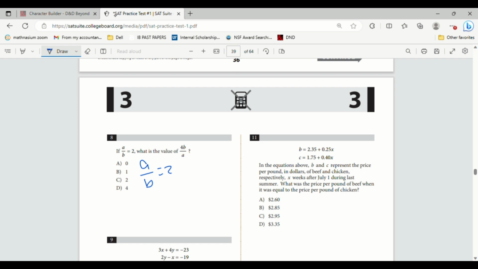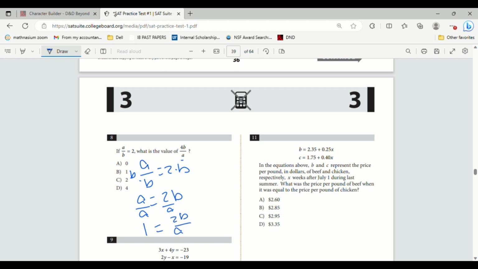So since this question is wanting B over A, we can ignore the 4 for now. I'm more focused on the fact that it wants B over A, but gave us A over B. So we can rewrite our equation to show B over A. So I'm going to multiply by B on both sides, giving me A equals 2B, and then divide by A on both sides. A divided by A is 1 equals 2B over A.